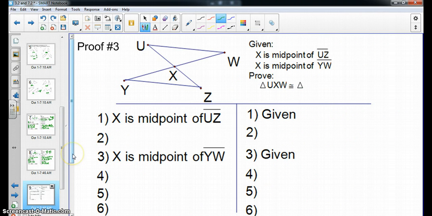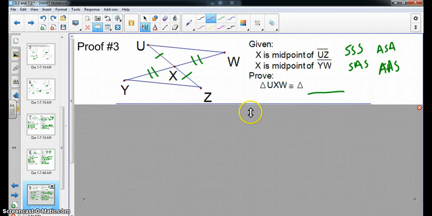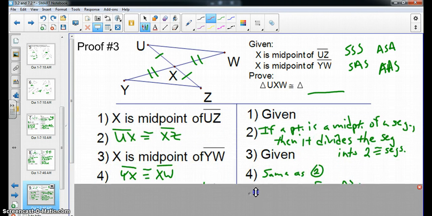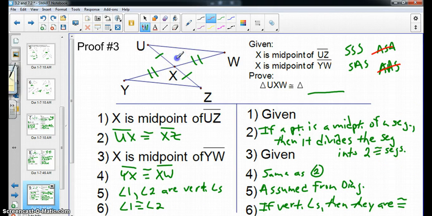Looking at our next proof, number 3, go ahead, pause, fill in the statements. Once you're done, push play to check your answers. So we have our given statements where we can mark the midpoints. Our markings are on there. So again, we can actually already cross off angle, side, angle, and angle, angle, side. As you can see, we can then get vertical angles. So we can get 1 and 2 to be congruent. So we are proving this by side, angle, side.